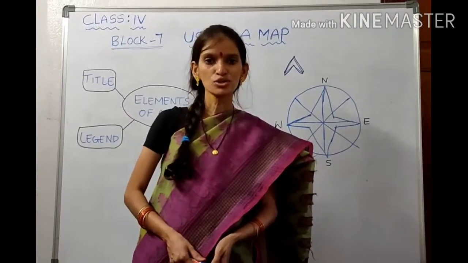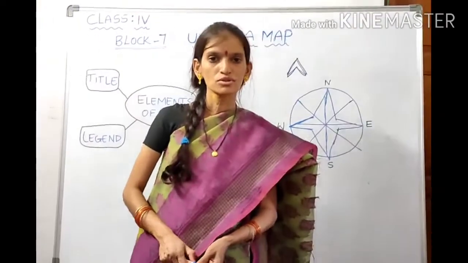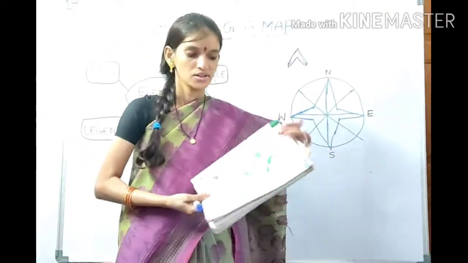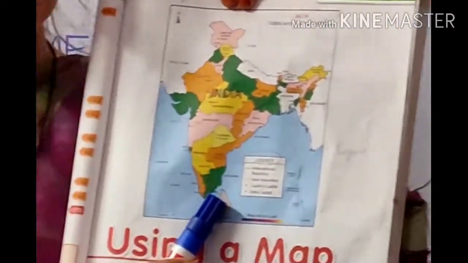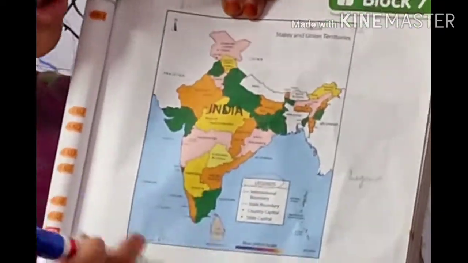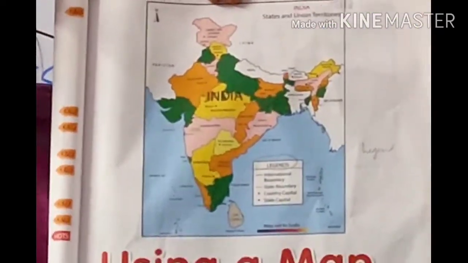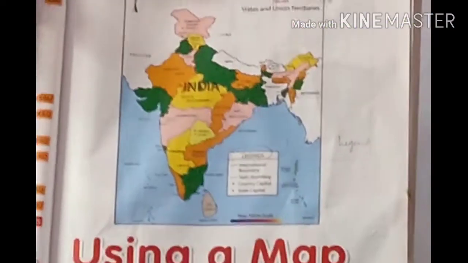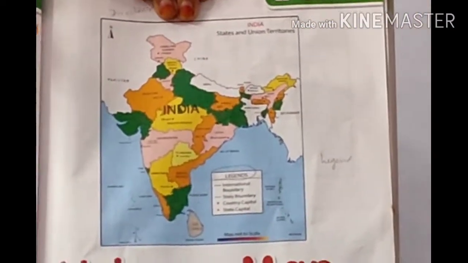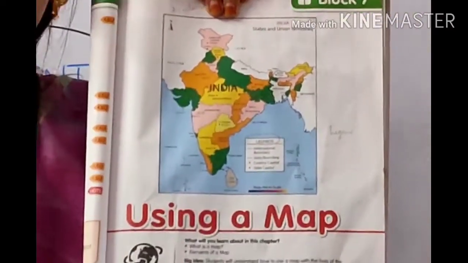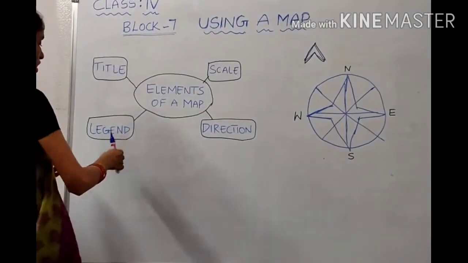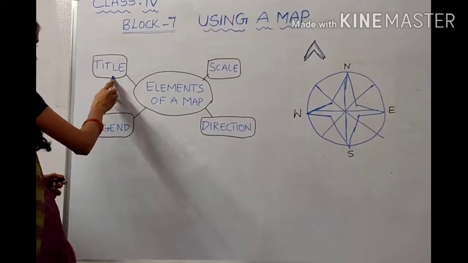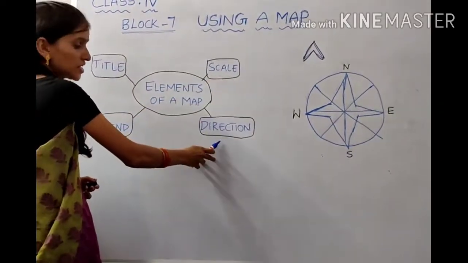Let us do one activity, children. All of you open your textbook. Open your block 7, map of India. Look at this map of India and write down on a paper what you have found in this map. I'll give you 5 minutes. Write down what you have noticed in this map. It has a legend, title, scale and direction.